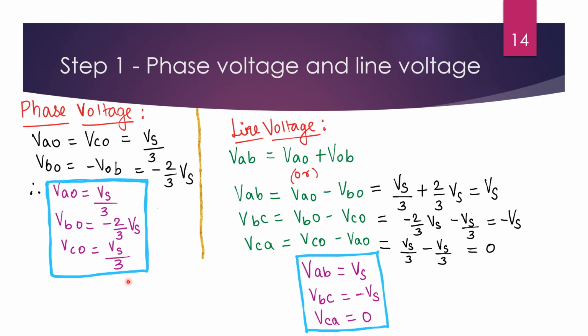Since we have all these phase voltages, we are just substituting them here and obtaining the line voltages. From this, we obtain that line voltages VAB equal to Vs, VBC equal to minus Vs, and VCA equal to 0. All these represent the phase and line voltages of the load for step 1, which is between 0 to 60 degrees.